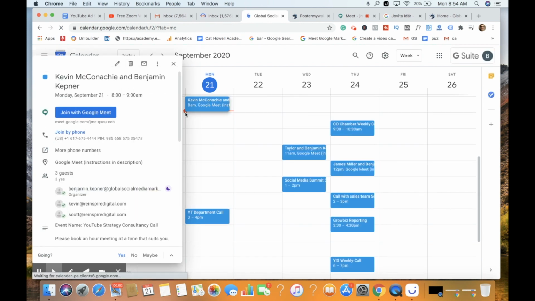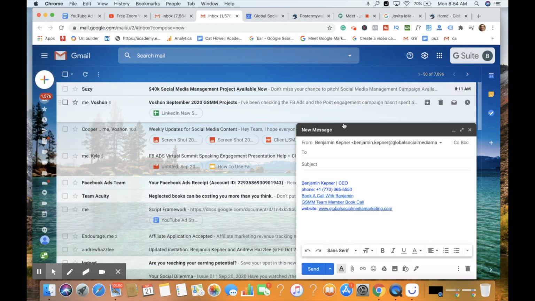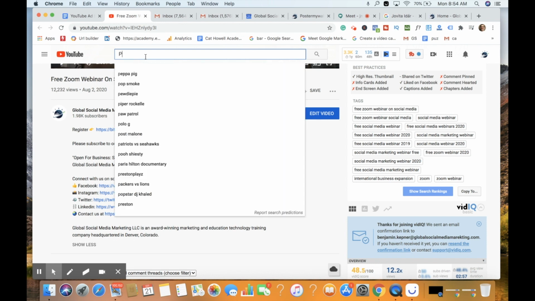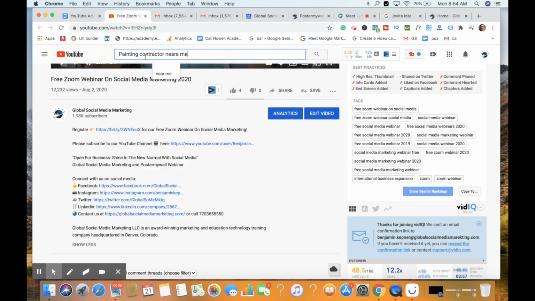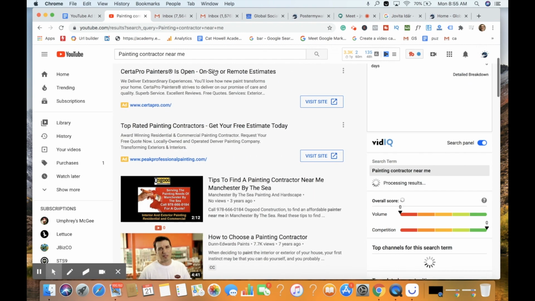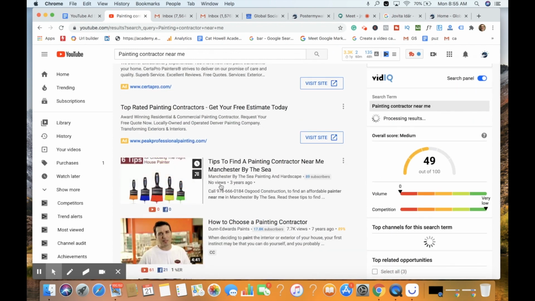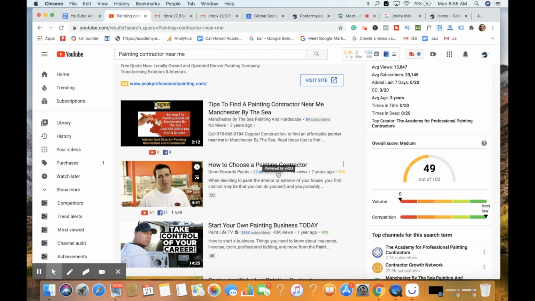You definitely would want to focus on the keywords first, and then once you figure out which keywords are working, you can start with the placements. So let's say you find out that the keyword that's working is "painting contractor near me." Once that keyword works and you've tested it, you go to "painting contractor near me" and find videos that have at least 10,000 views.